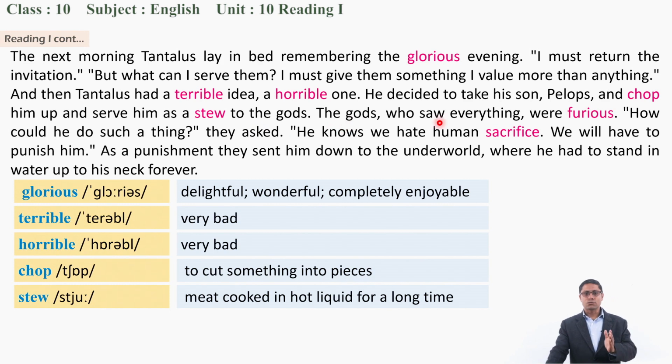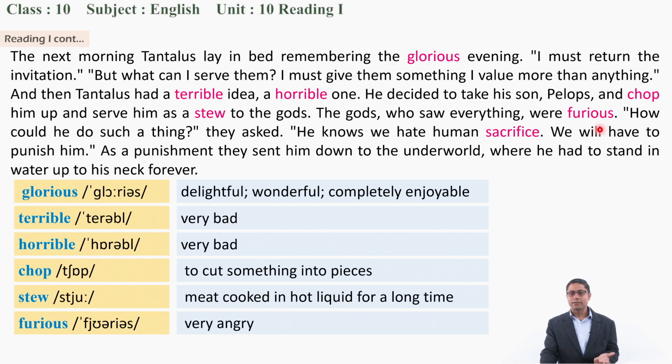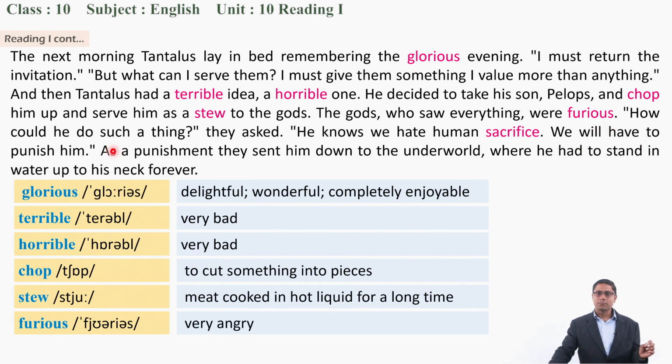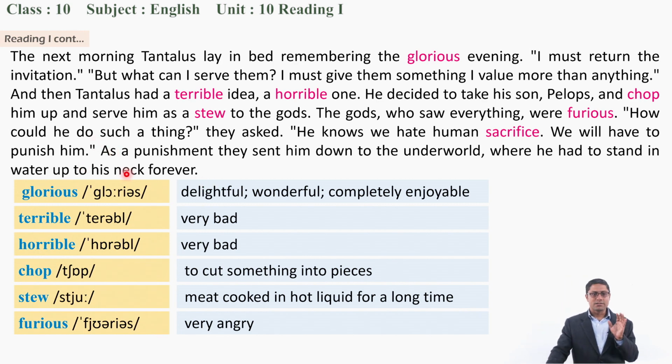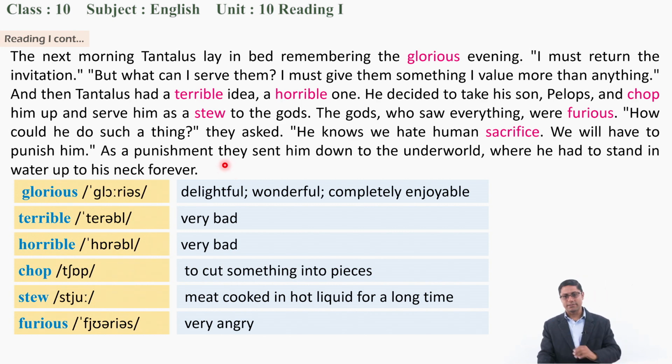So the gods who saw everything were furious. Furious means they became very angry to see that. We will have to punish him. See, Tantalus did something bad, something wrong, a very horrible thing he did. That's why the gods decided to punish him. As a punishment, they sent him down to the underworld, where he had to stand in water up to his neck forever. See there? So he had to stand in water, and that water is up to his neck, and he had to stand there forever. This kind of punishment was given to Tantalus by the gods.